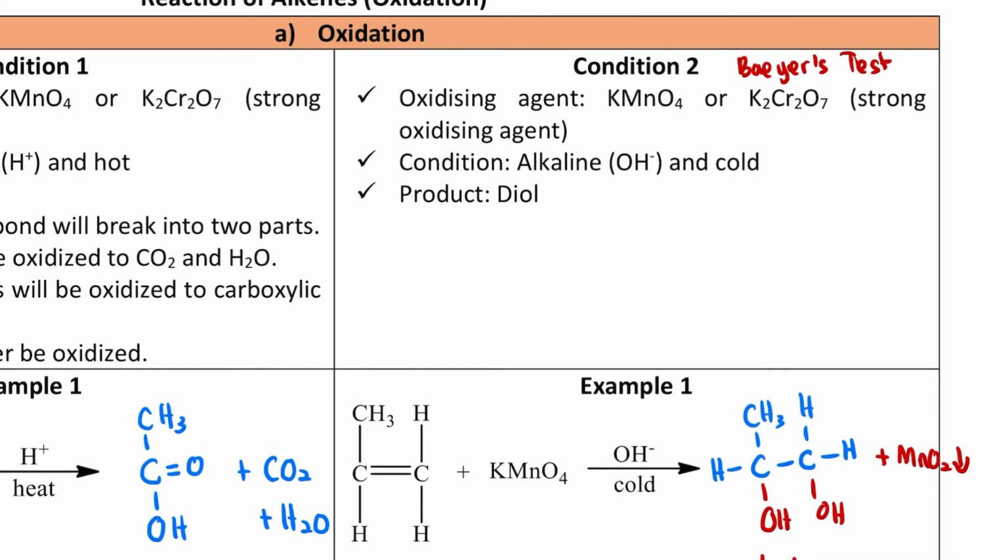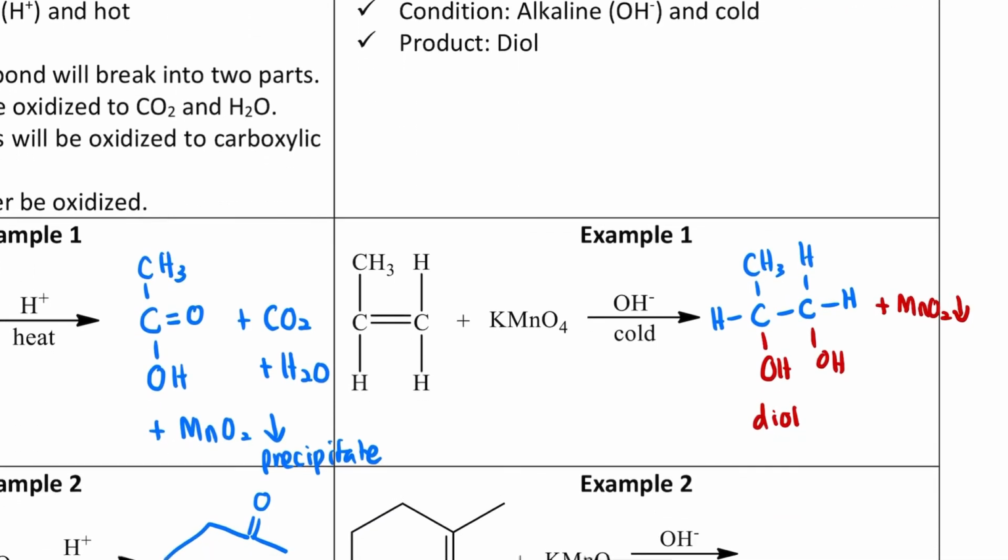So nak differentiate dia maybe we can use Baeyer test. Okay, Baeyer test maksudnya kamu ambil KMnO4, OH minus, cold. Reactedkan dengan alkene, you will get this diol product together with this precipitate here. And this precipitate sebenarnya dia ada colour, which is brown precipitate. So maksudnya kalau kamu ambil alkene reacted dengan this reaction, kamu akan dapat brown precipitate. Something that we can see adalah brown precipitate tu.